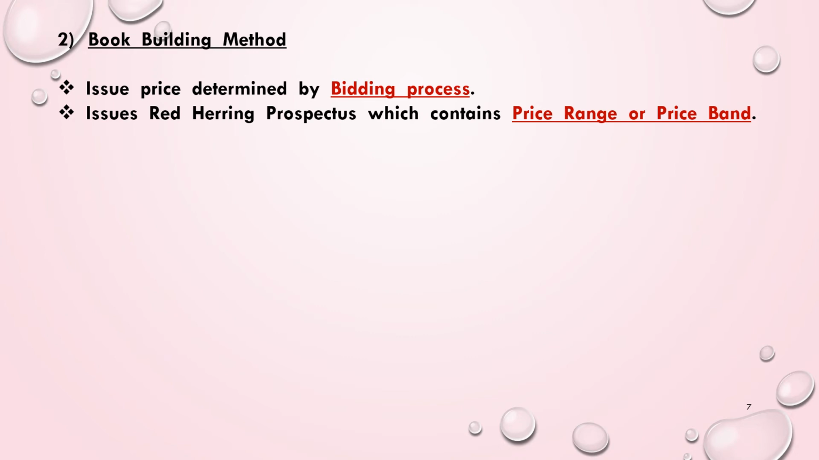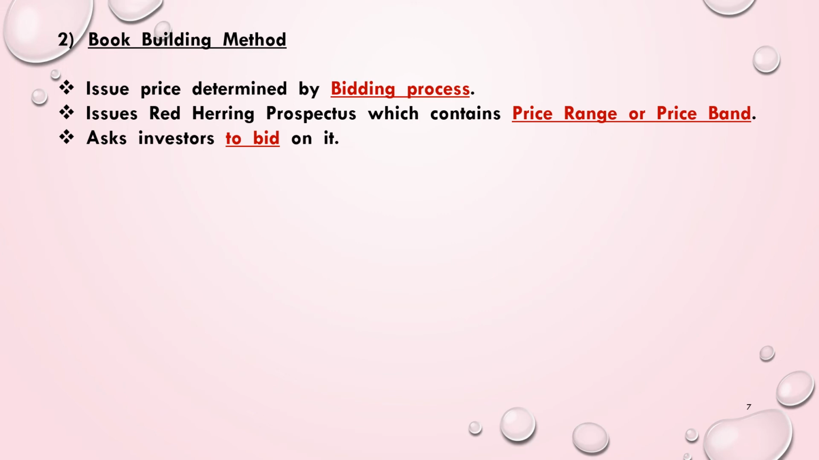or price band. Dear students, we have already studied red herring prospectus in 11th standard, wherein we understood that a red herring prospectus is that form of prospectus which is an incomplete prospectus, as it does not specify the price at which the company is going to offer shares. In this red herring prospectus, the investors are asked to bid on it.